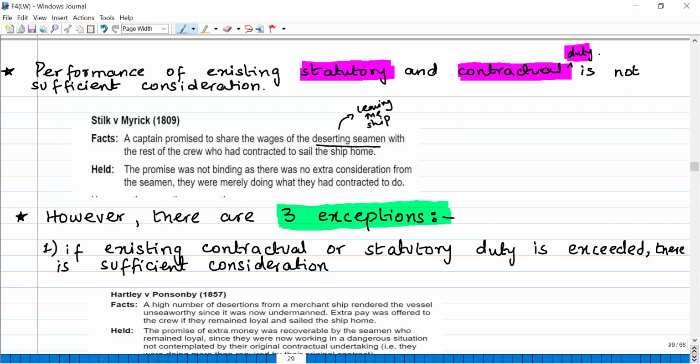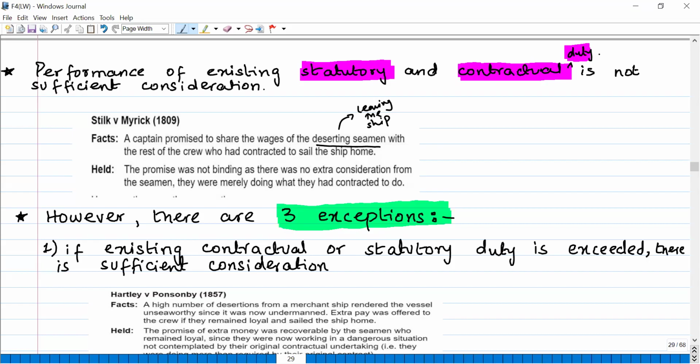The court said that sailing the ship home is your contractual duty, and performance of existing contractual duty is not a sufficient consideration. It was your contractual duty to perform this task. So the promise that the captain made, he could refuse that. He could withdraw the promise. Why? Because the contractual duty that you are performing is not considered as sufficient consideration. And if it is not sufficient consideration, there is no valid binding agreement regarding that promise. And if there's no valid agreement, then there's no contract, and the captain is not entitled to pay you anything.